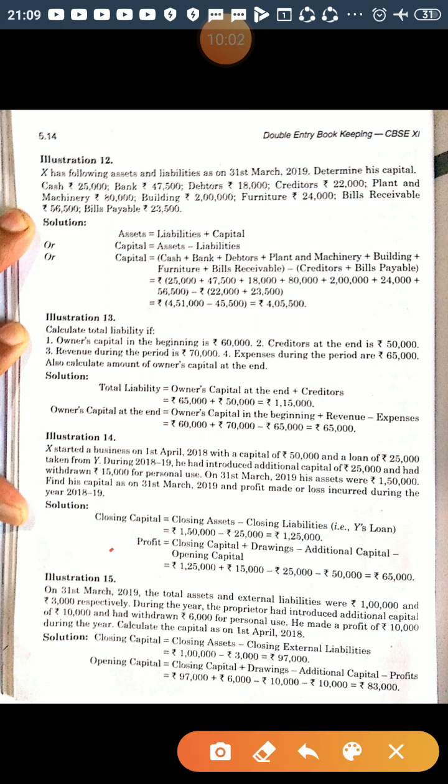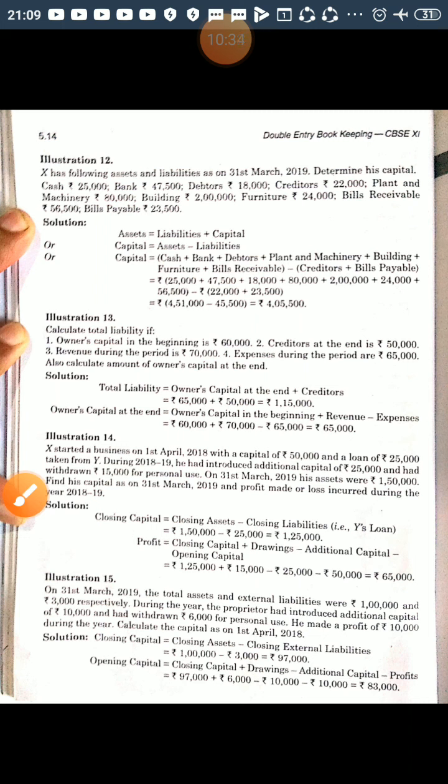Now for profit calculation, closing capital plus drawing minus additional capital minus opening capital. So closing capital we have calculated 1,25,000. Drawing given in the question is 15,000. Additional capital introduced during the year will be deducted, minus 25,000, and opening capital given in the question is 50,000, minus 50,000. This is 65,000. That is the profit during the year.